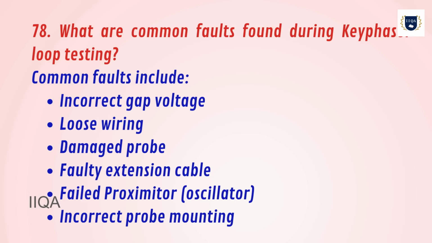78. What are common faults found during Keyphasor loop testing? Common faults include incorrect gap voltage, loose wiring, damaged probe, faulty extension cable, failed proximeter, oscillator, incorrect probe mounting.